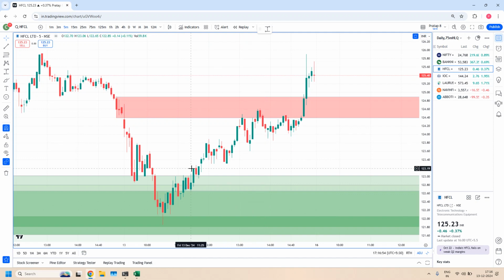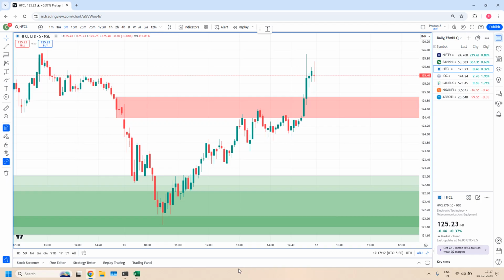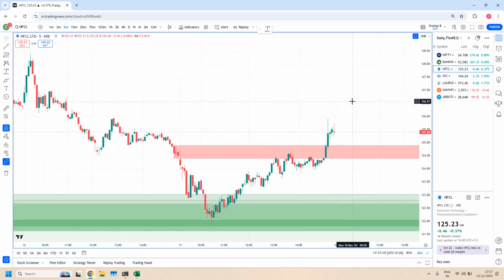Some of you definitely will use these trailing stops to aim for more profit. Today they would have got a big profit. How much profit would they have got? 9,711, which is 6% ROA. Okay. So this is about HFCL, and NAVINFLUOR also gives. See, today all stocks gave profits to us.